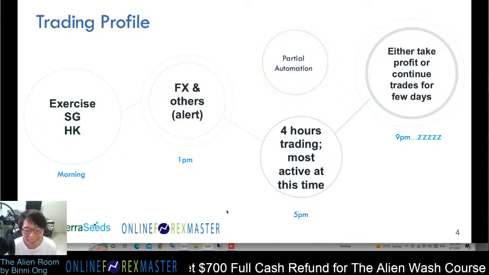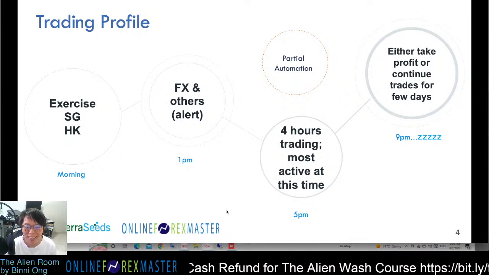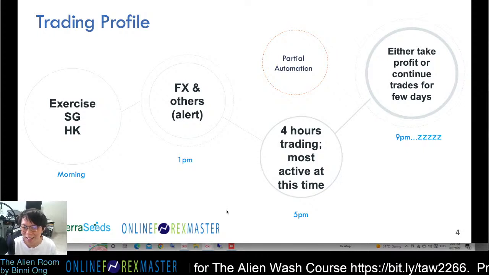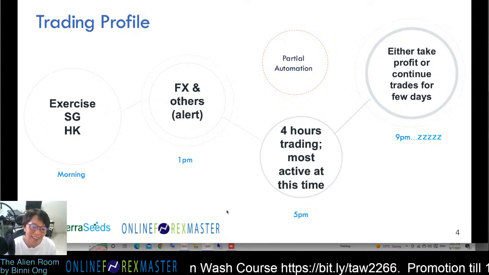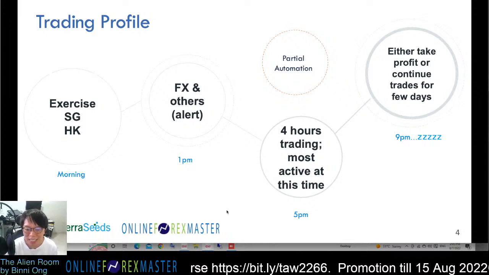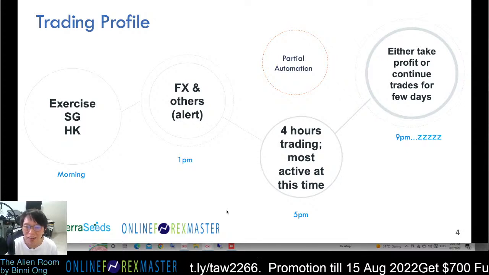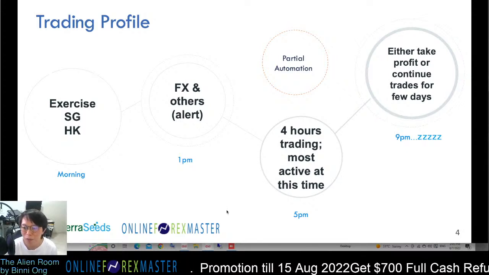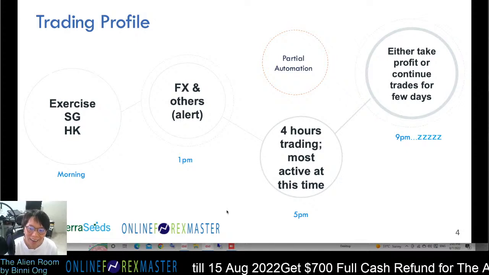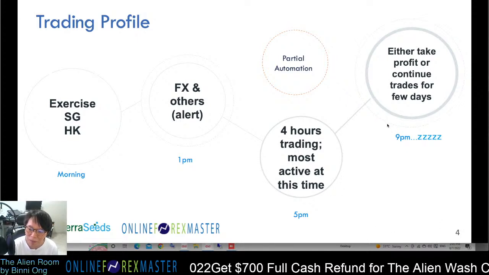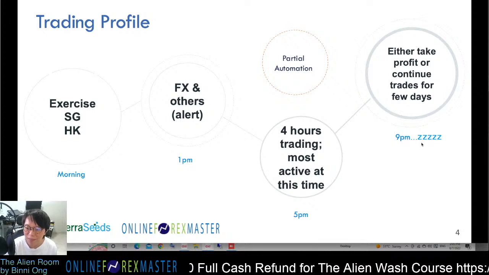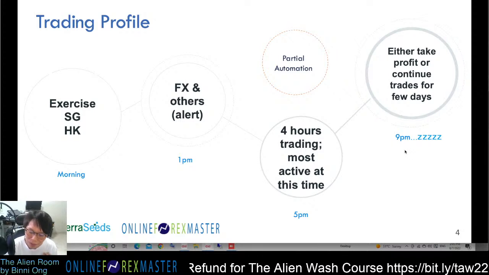You guys know I'm doing forex, I'm doing stocks. I train stocks and forex, and I invest quite a lot myself. Really very active, and a lot of it is done through automations. This is why I added 9 p.m. sleep. I try not to stay up past 9 p.m.